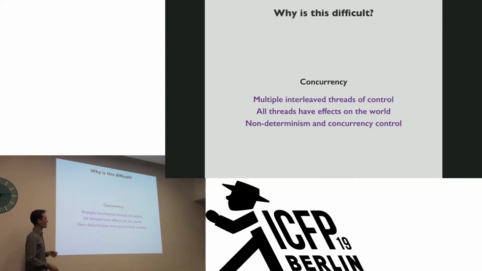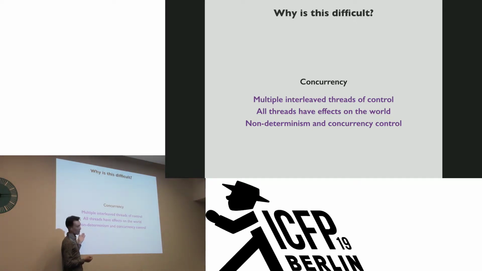Why would you do this kind of thing? So we have multiple interleavings of all of the threads, and all of the threads can make changes to the state of the world anytime they want. So we really have a lot of non-determinism in how our programs are being executed, and we need to pay very close attention to how we control this sort of concurrency. And so this is really where a lot of the problems come from.